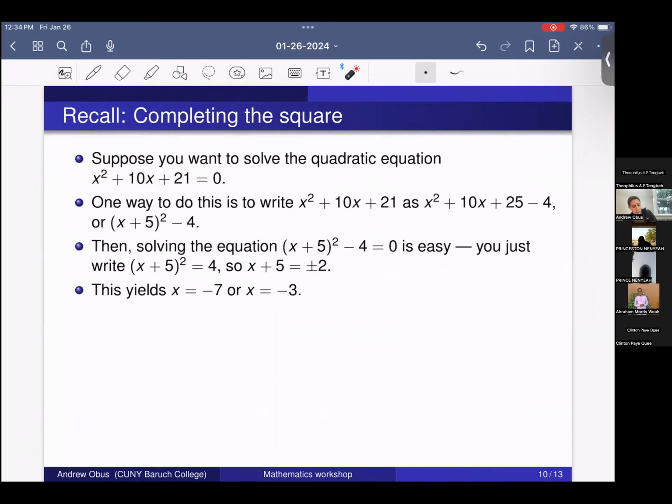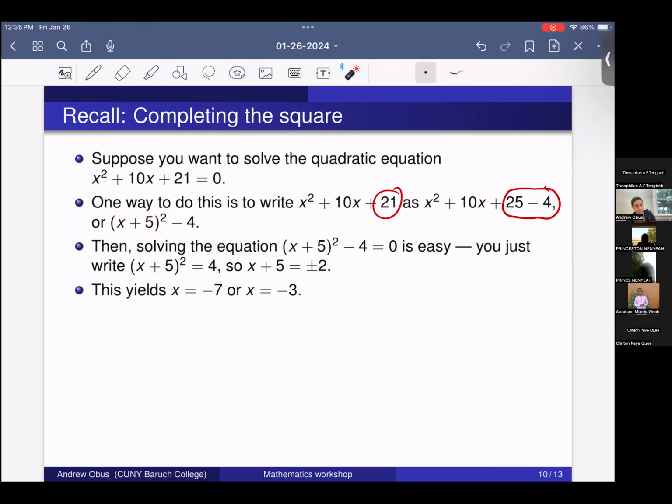But another way that you can do it is something that's called completing the square. And the way you do that is you write x squared plus 10x plus 21 as x squared plus 10x plus 25 minus 4, right? I mean, that's totally fine, right? 21 is the same thing as 25 minus 4. So I can do that. But the advantage to writing it this way is that when you write it like x squared plus 10x plus 25, you recognize this as a square. This is the square of (x plus 5). So another way to write this is (x plus 5) squared minus 4. So x squared plus 10x plus 21 is (x plus 5) squared minus 4.